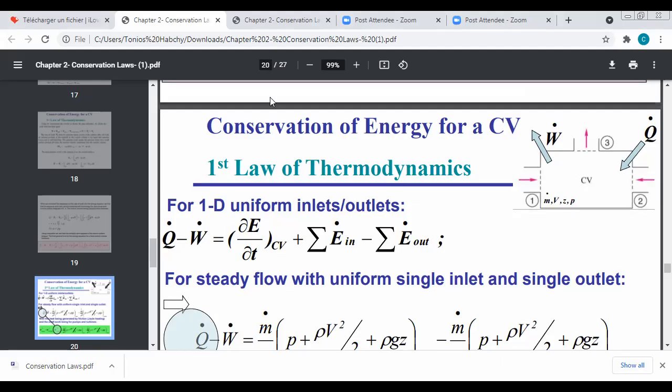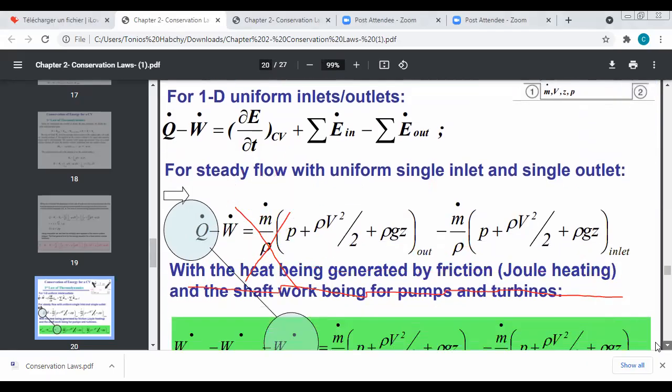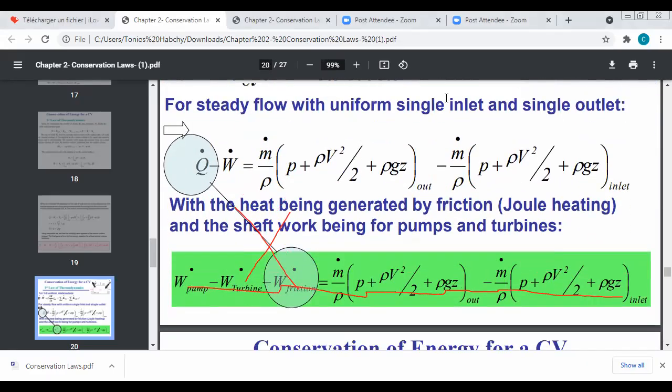And for a steady application, what will happen? This term will cancel out. So if I have a steady flow with a uniform single inlet and single outlet, then my equation will be Q dot minus W dot is... Now, look what will happen here.